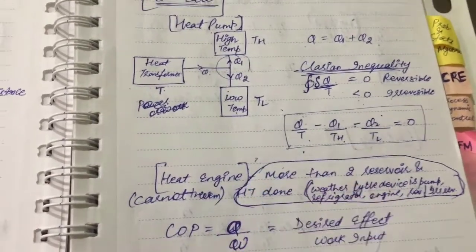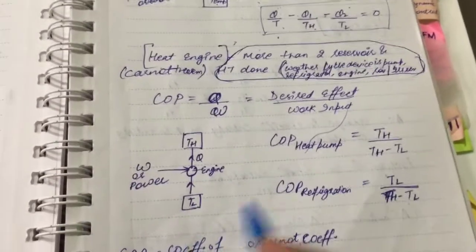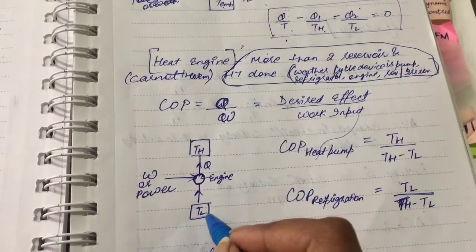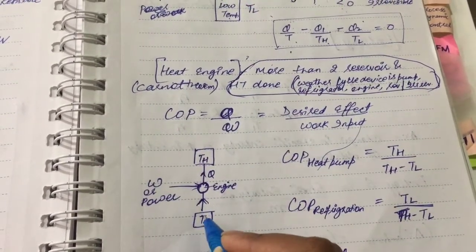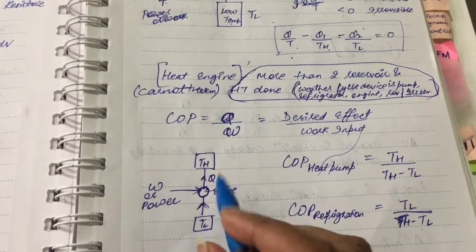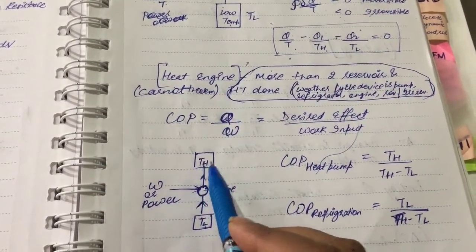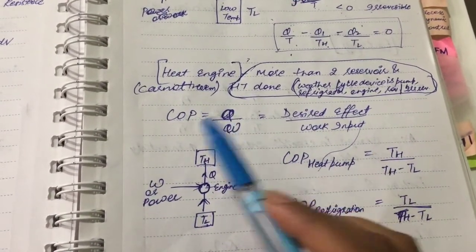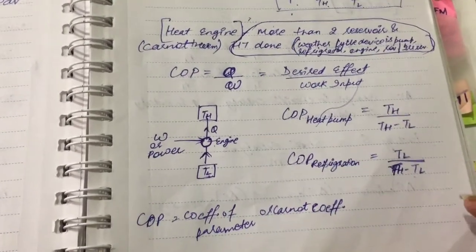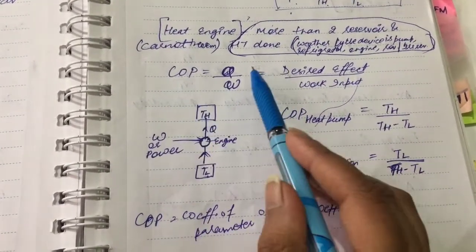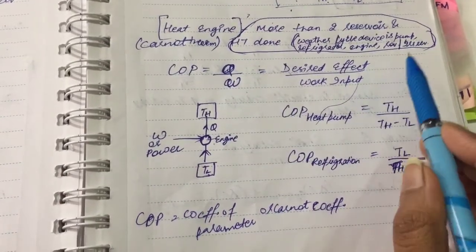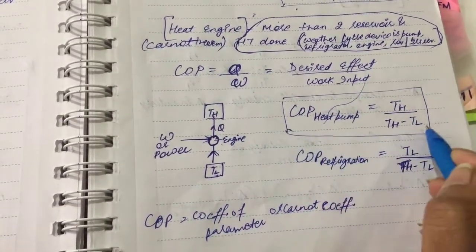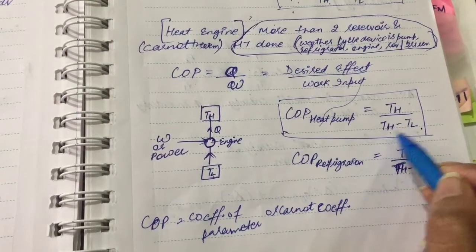So next we have heat engine, which is based on Carnot theorem. In this case, this is our engine, and we have to transfer heat from TL to TH, from low temperature reservoir to high temperature reservoir, and for that some work or power is supplied. So to calculate COP, the coefficient of performance, COP is equal to Q by W, which is desired effect by work input. So for COP of heat pump, we have TH by TH minus TL.